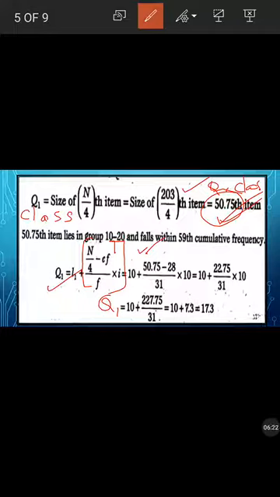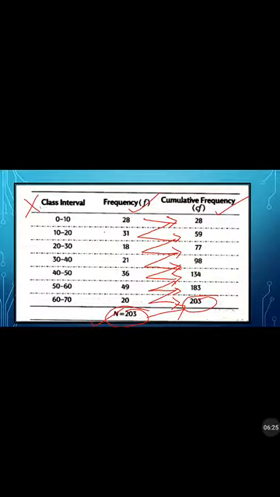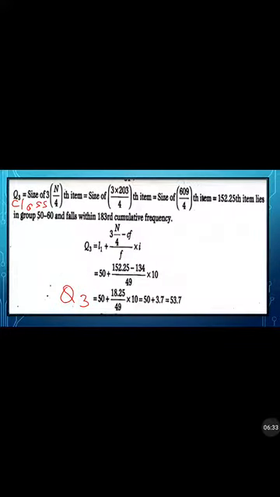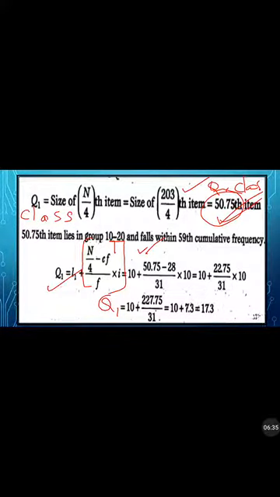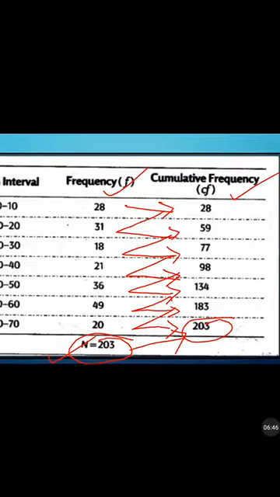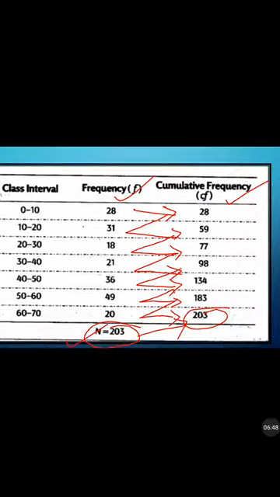Now we should move on to the table format. We have to see where is 50.75, because the Q1 class we got is 50.75, and we have to look for that in CF. In CF we look for 50.75; it is not there, so the next highest value is 59. I'll just zoom it up so that you can see it clearly. So here you can see that 59 is there. So that is the Q1 class.